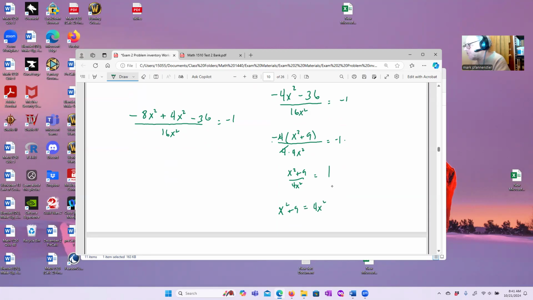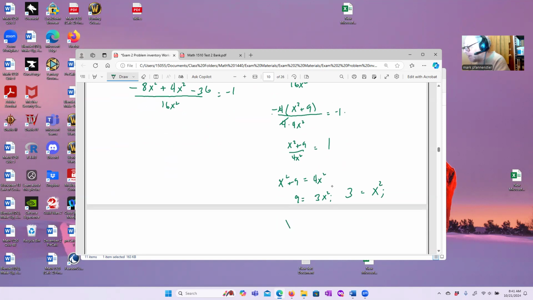Then we're going to put all the x's on one side. So we're going to have 9 equal to 4x squared minus x squared. That's going to be 3x squared. I hope you guys don't mind, I'm doing this from right to left. So dividing both sides by 3, 3 equals x squared. x will equal plus or minus the square root of 3. x equals plus or minus the square root of 3.